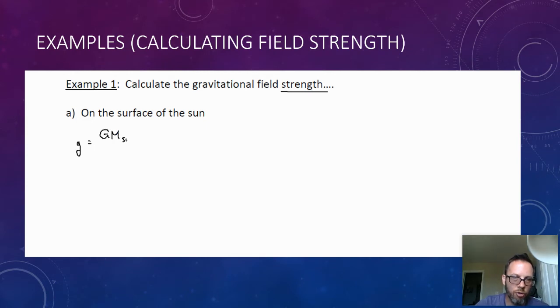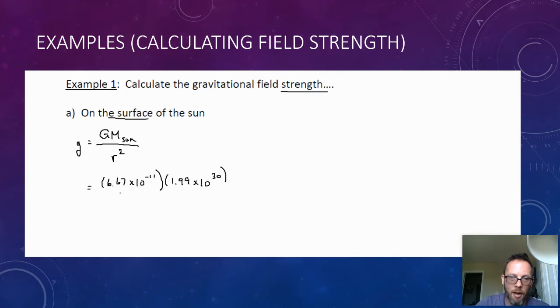Just for this question, I'm going to emphasize that it's the mass of the body setting up the field divided by r squared. Here, if we're on the surface of the sun, then r is just going to be the radius of the sun. So we have 6.67 times 10 to the negative 11, mass of the sun, 1.99 times 10 to the 30.